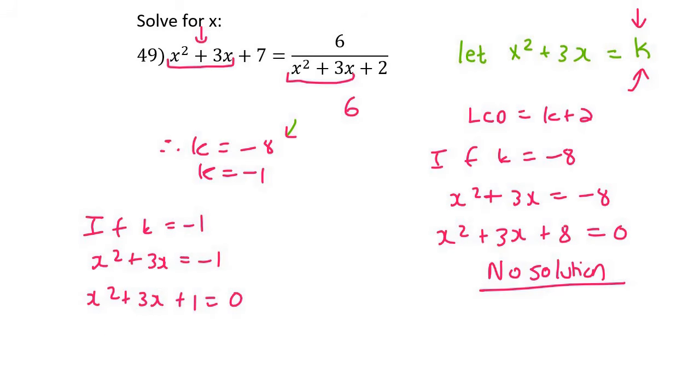This one has answers. So we can say that x is equal to negative 0.38 or x equals negative 2.62. And so there we go, guys. That's our first k-method question in this worksheet.